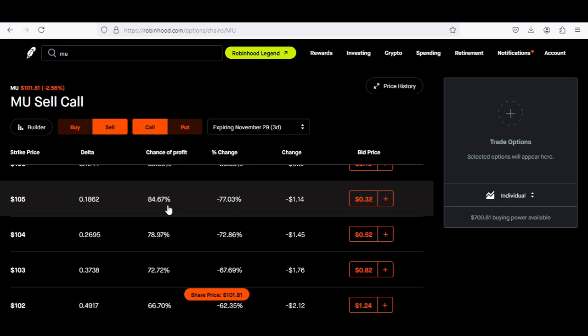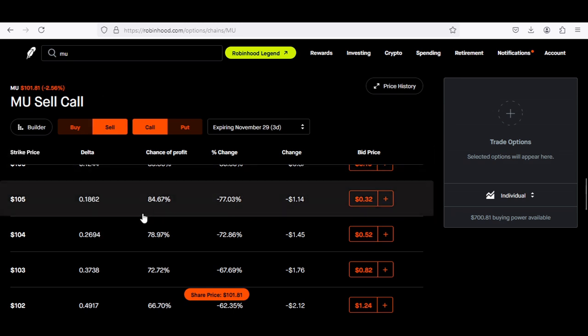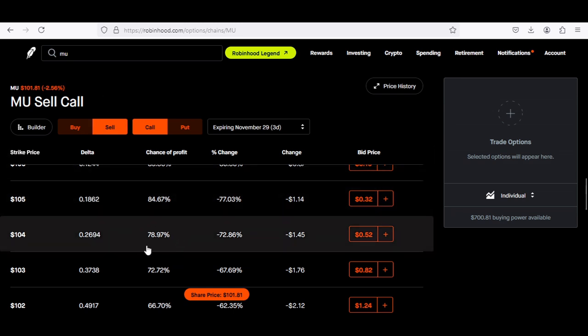However, based on my option trading experience, I would know a stock like Micron Technology is a pretty stable stock, so I do not mind risking going to a 78% chance of profitability, which is still pretty much close to 80% chance of profitability. Now, what is the relationship between the strike price, the chance of profitability, and most importantly, your premium? Well, here it is.